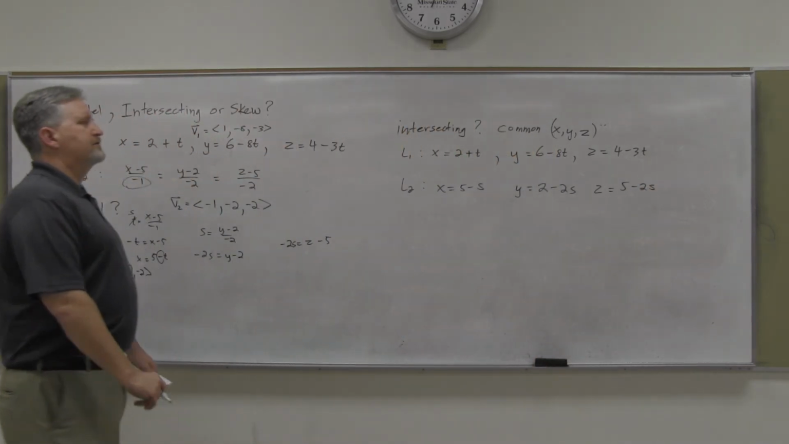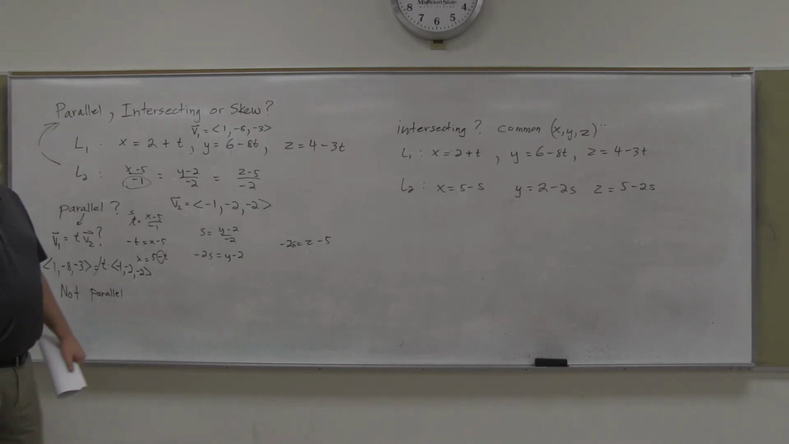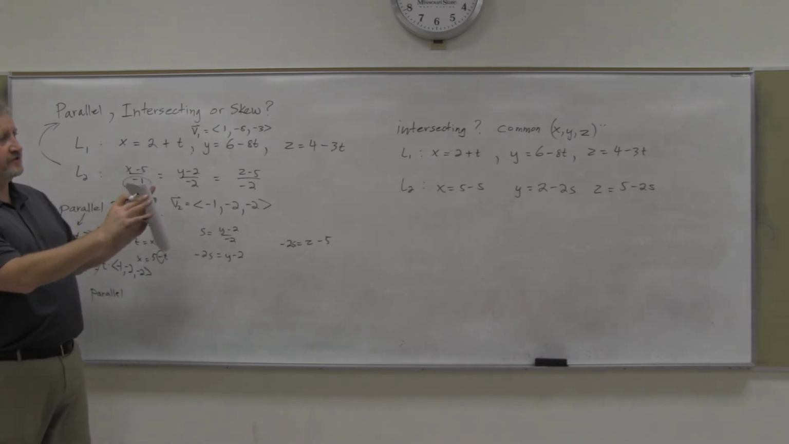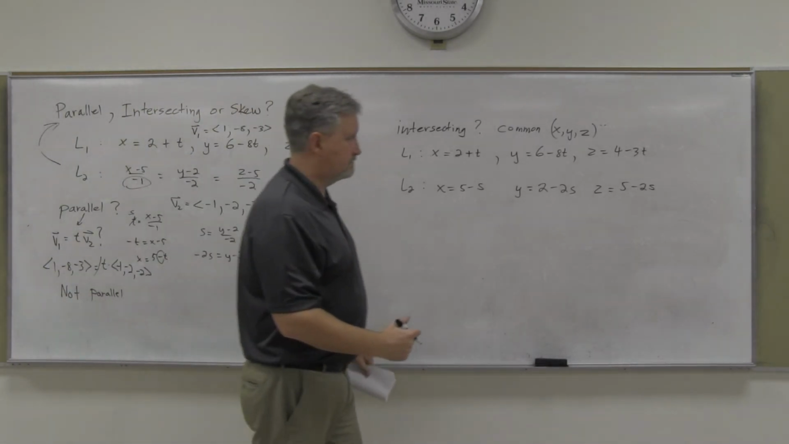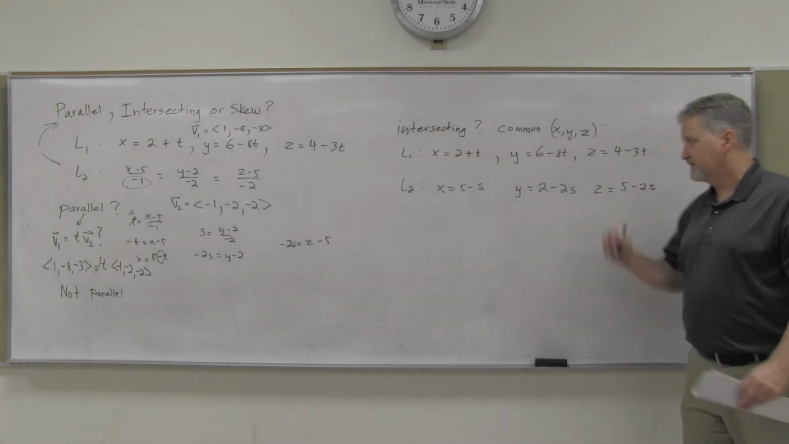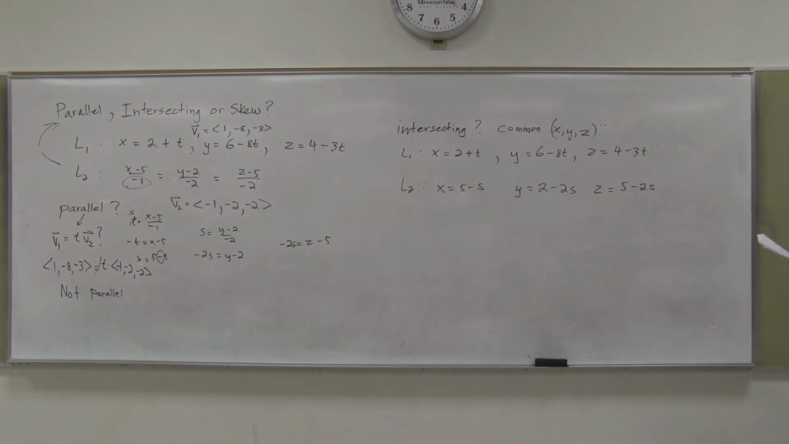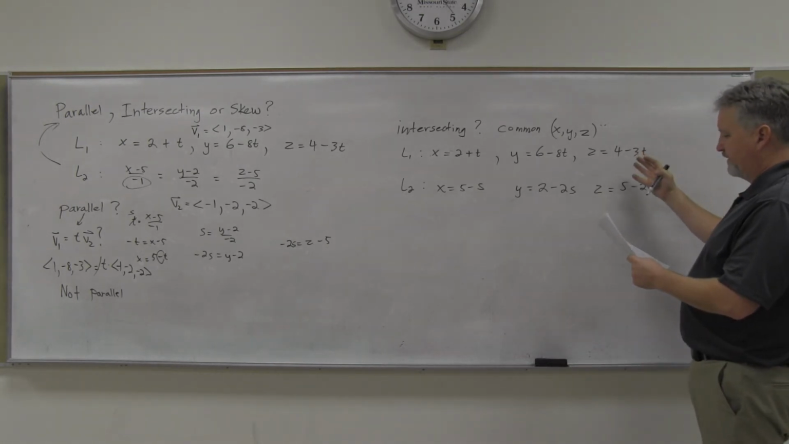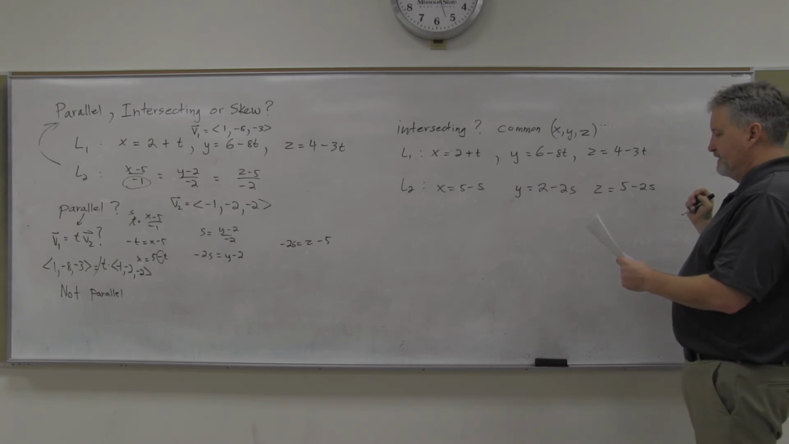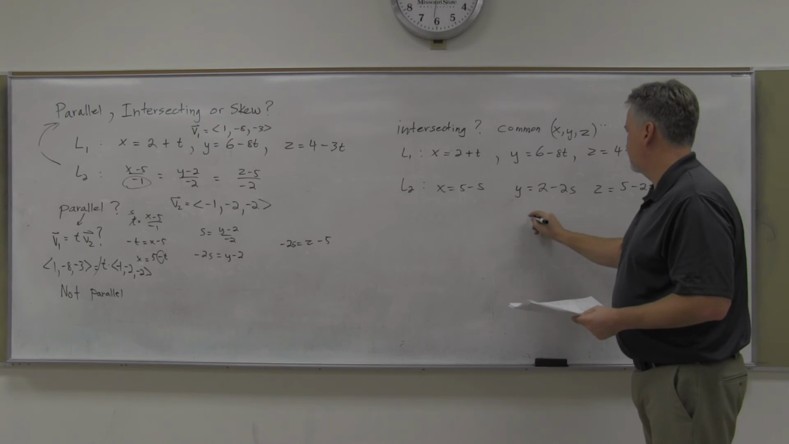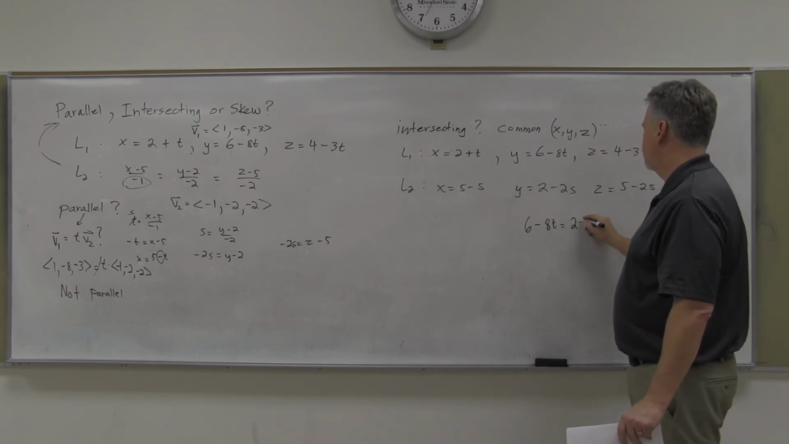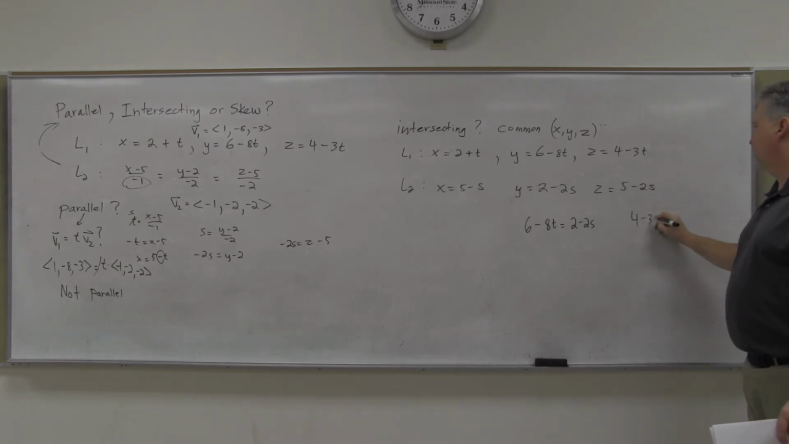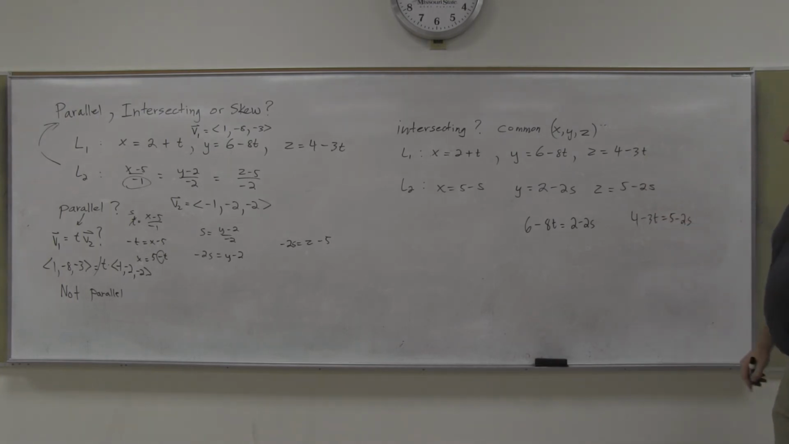So here's what you can do: treat it as a system. Is there a common x, y, z solution here? Well, I've got 6 minus 8t equals 2 minus 2s, and then I've got 4 minus 3t equals 5 minus 2s. If I look at that system, I think it's solvable here.